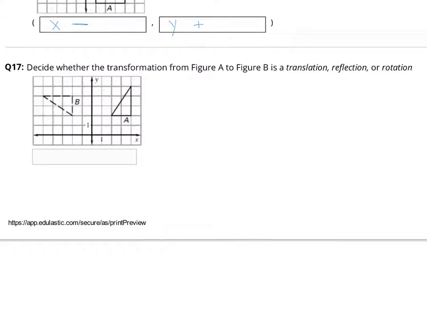All right. Number 17, they want you to describe from A to B. Is it a translation, a reflection, or a rotation? How is this being moved from A to B? Those are your choices. Make sure you type it in down here.